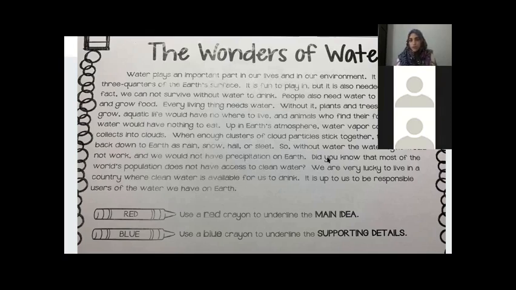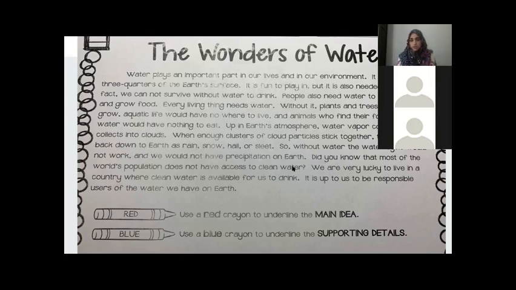So you see, the author is right about that. He says water is really important. So I think he's right. Without water, the water cycle would not work, and we would not have precipitation on Earth. Did you know that most of the world's population does not have access to clean water? What do you think this is? It's a problem, right?